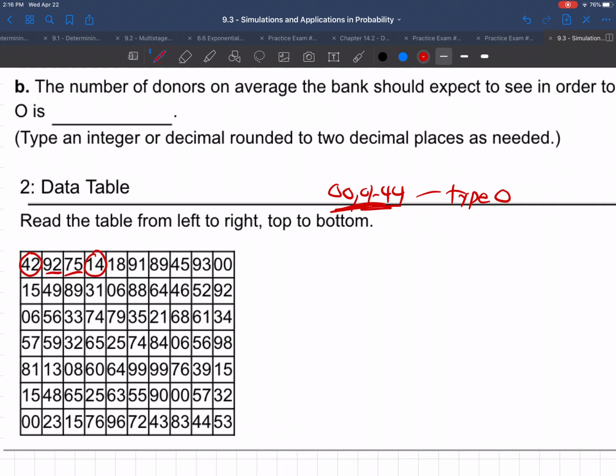So far we've had 4 patients, 2 of them with type O blood. Next, the 18, that's between 00 and 44, a third type O blood. Here's the next patient, 91, that's not type O. 89, that's not. 45, just barely not. 93, no. 00, that's type O blood. So we had 4 type O blood patients out of 10 patients that came in. If you count them, that was 10 patients.